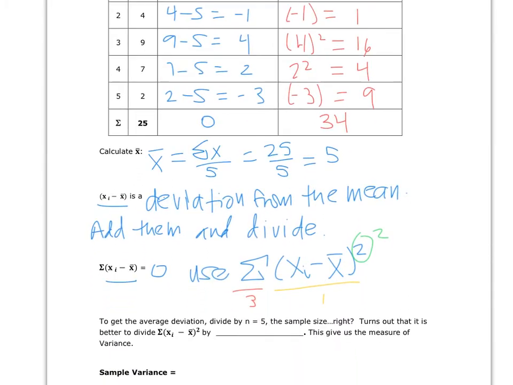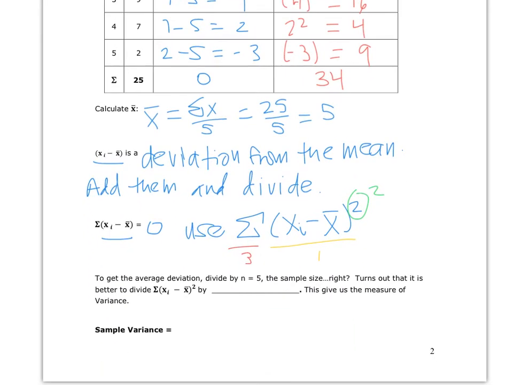So it seems like to get the average deviation, we would divide by the sample size, 5, which seems like what we'd want to do. It actually turns out it's better to divide the sum of those squared deviations by n minus 1. So in this case, it's going to be 4.